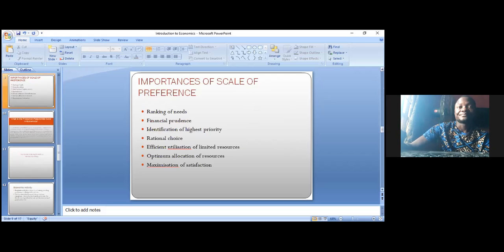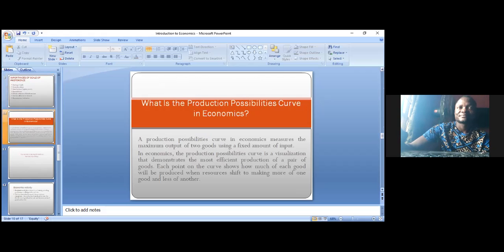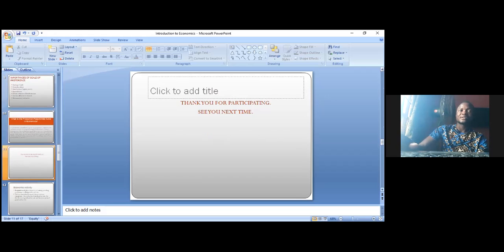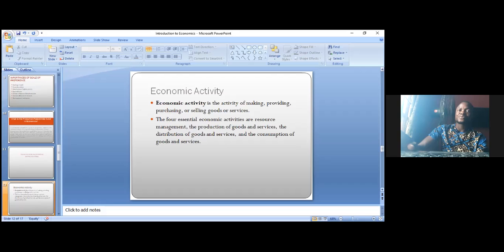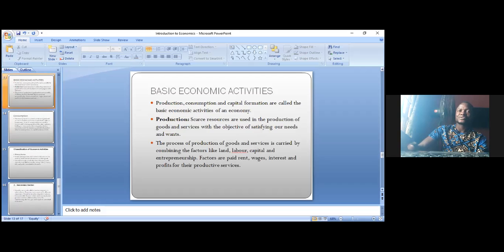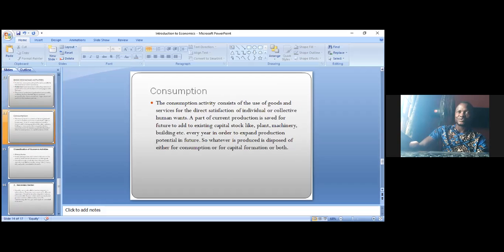Any questions so far? Then we also talk about the production possibility curve. Production possibility curve means the two goods that you can produce with the available resources. What are the two goods you can produce with the available resources and you maximize the best output from it? So that was what we discussed last week and this week.